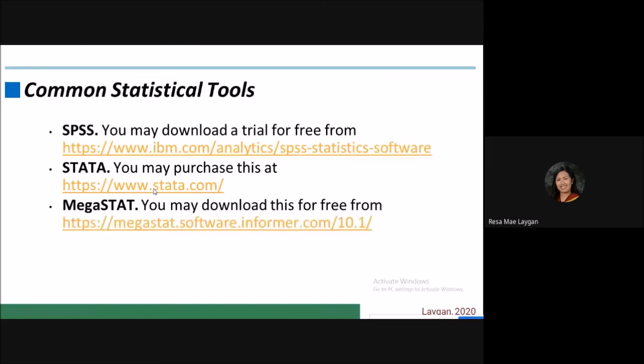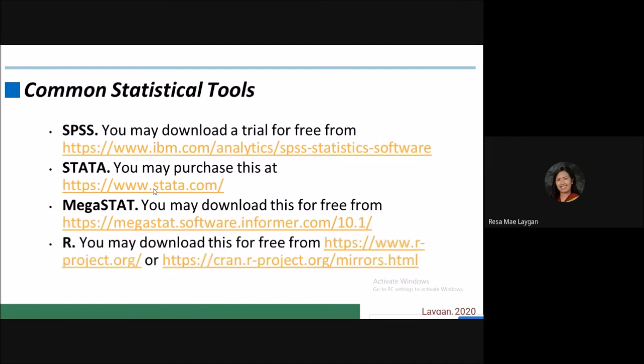Then, you may use Megastat, especially in analyzing the t-test or ANOVA, or you can also do correlation analysis using Megastat, as long as you know the formulas or how to input the formulas in Excel or in Megastat. In Excel, you need to add this Megastat to your Excel. And we have R.